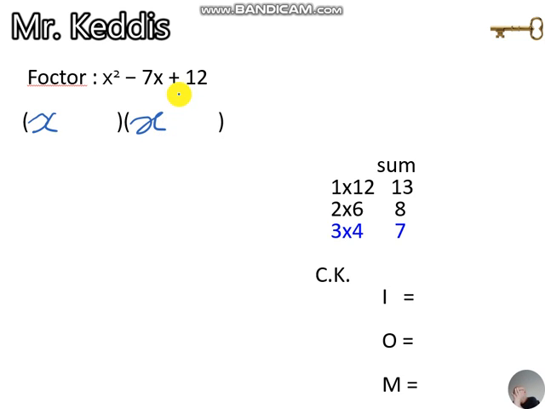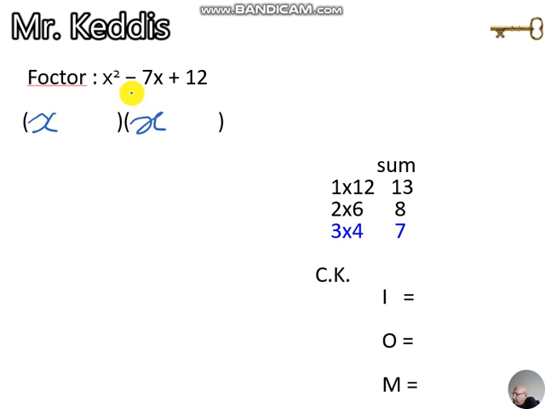12. 1 times what? I get 12. 1 times 12. 2 times what? I get 12. 2 times 6. And 3 times what to get 12? 3 times 4. Please go in order: 1, 2, 3, and so on.